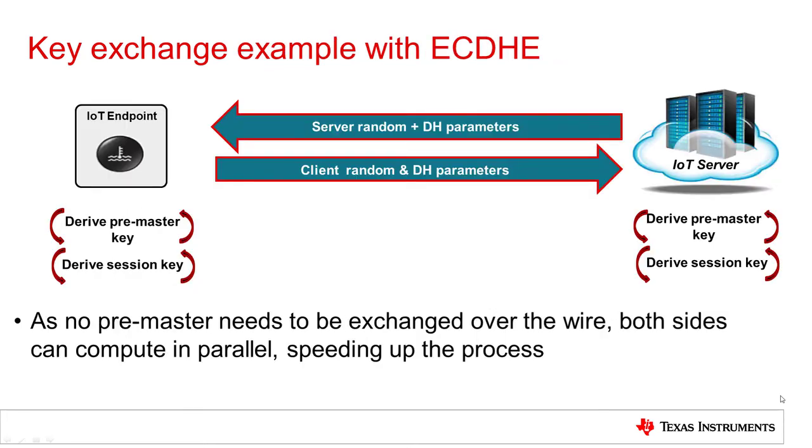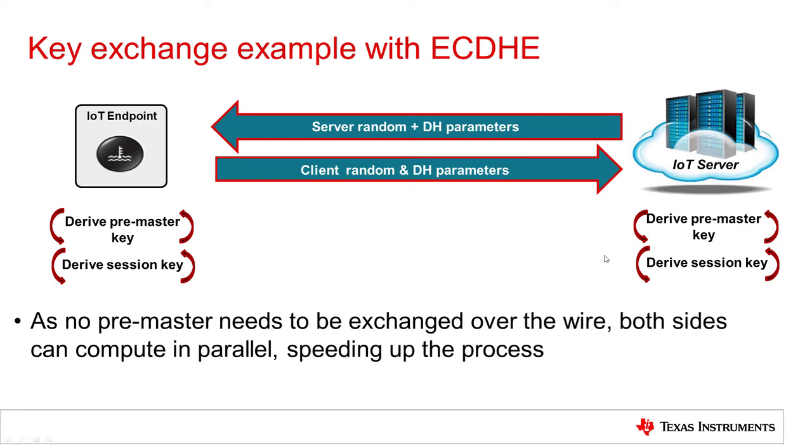Let's briefly walk through an example of key exchange using ECDHE, which is elliptical curve Diffie-Hellman ephemeral. The IoT server and the IoT endpoint begin by exchanging a random value and the Diffie-Hellman parameters. Then each side uses the random and the Diffie-Hellman parameters they receive to derive a pre-master key, and from that they then derive the session key. There's a lot of complex mathematics behind how the actual pre-master and session keys are derived, which you really don't need to concern yourself with from an embedded security standpoint. As I mentioned earlier, since the keys are not actually exchanged over a connection, they can be computed in parallel, speeding up the process.